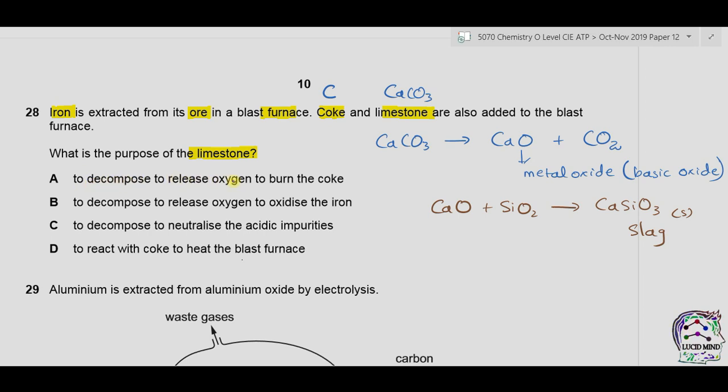A. To decompose to release oxygen. This is incorrect because on decomposition it forms carbon dioxide gas. B. To decompose to release oxygen. Again it is incorrect. C. To decompose to neutralize the acidic impurities. Now we can see that silicon is a non-metal and non-metal oxides are acidic oxides. So it can be neutralized by calcium oxide in the form of silicates. So C is correct. D. To react with coke to heat the blast furnace. This is also incorrect. The answer is therefore C.